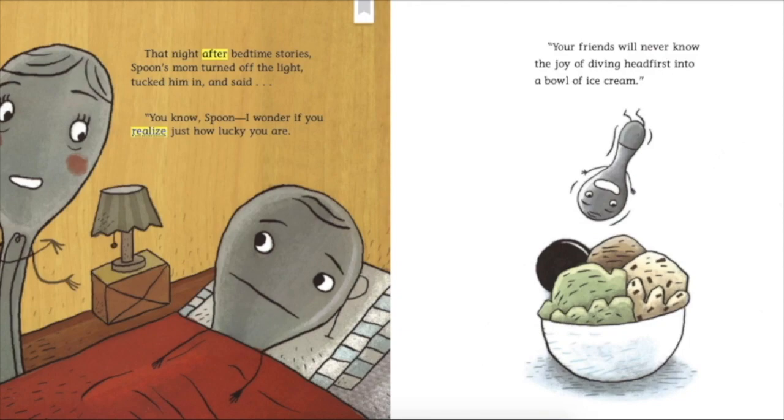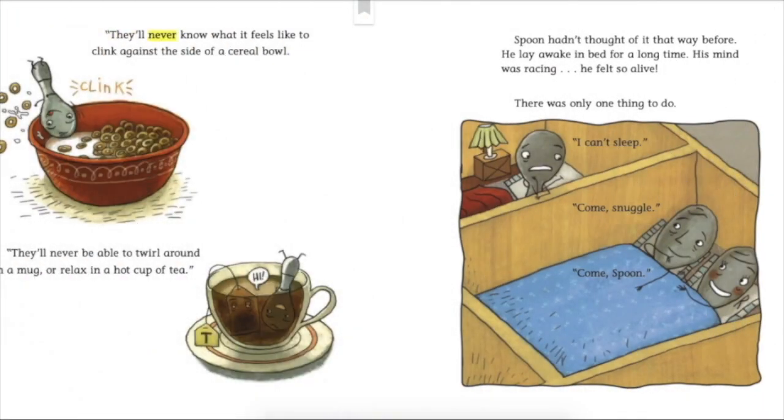That night, after bedtime stories, Spoon's mom turned off the light, tucked him in, and said, "You know, Spoon, I wonder if you realize just how lucky you are. Your friends will never know the joy of diving headfirst into a bowl of ice cream. They'll never know what it feels like to clink against the side of a cereal bowl. They'll never be able to twirl around in a mug or relax in a hot cup of tea."